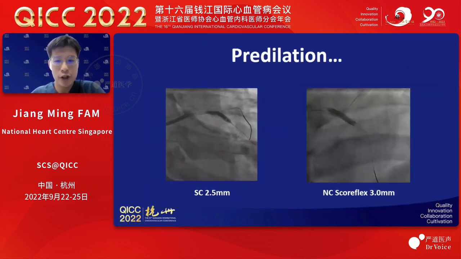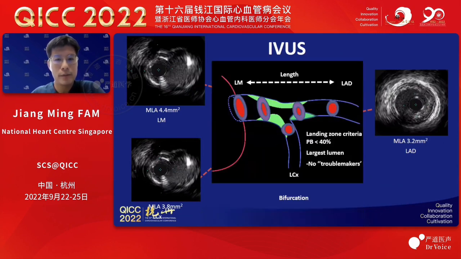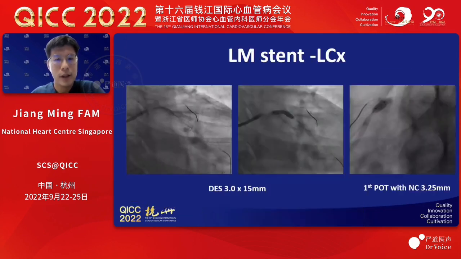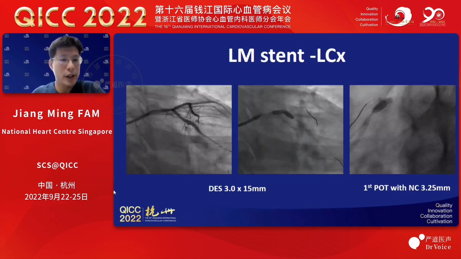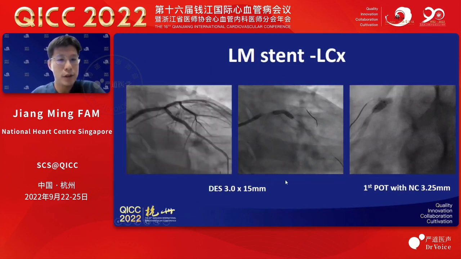Pre-dilation with a semi-compliant 25 mm balloon and Scoreflex trio. Using IVUS again, I managed to size the daughter vessels and the left main and landing zone criteria. In this case, I elected to use a keloid technique. For the left main to the stent, I used a trio 15 DES.